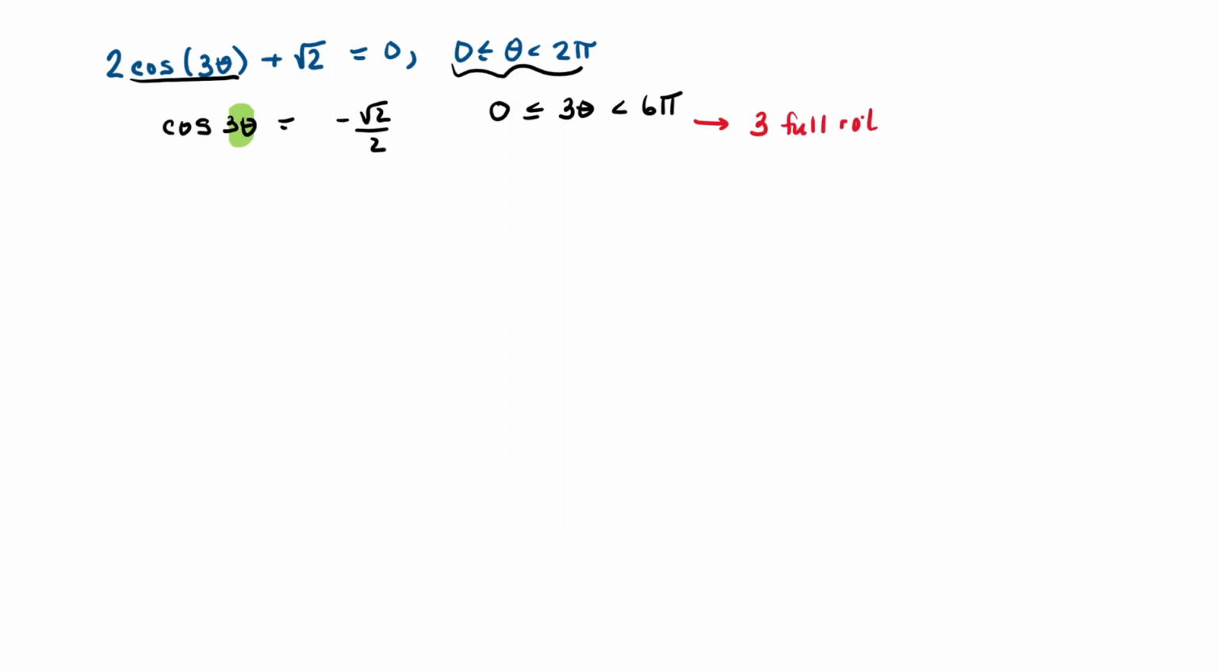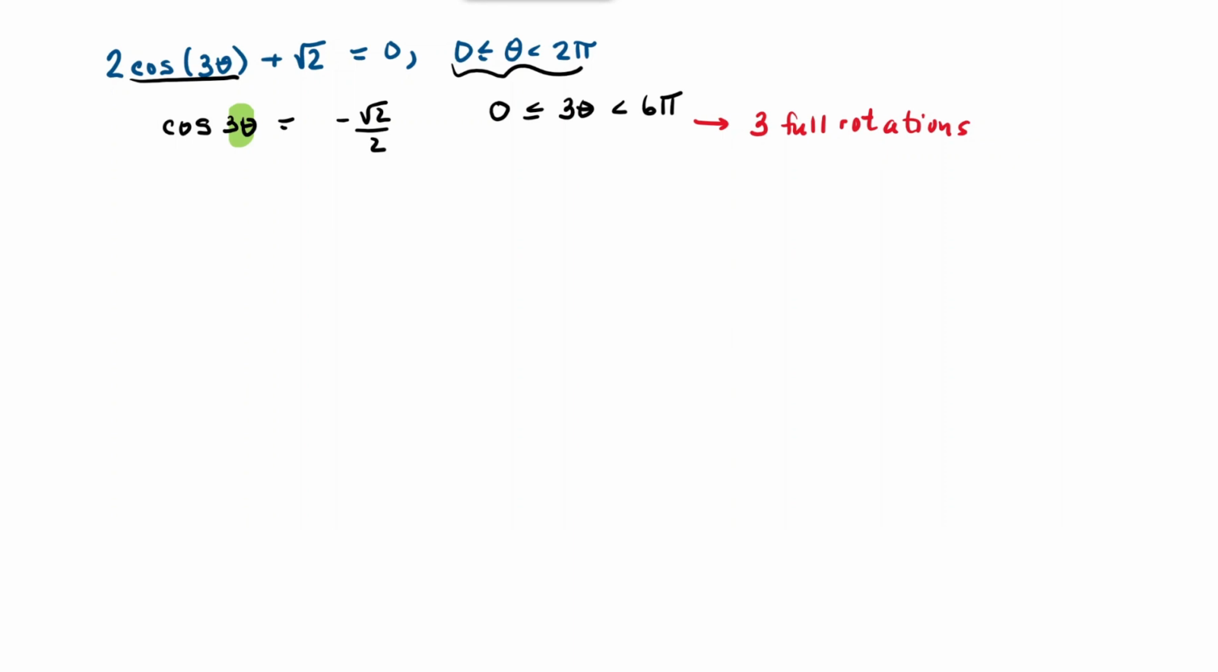So instead of just looking at one full rotation like we normally do, we're going to be looking at 3 full rotations. Now, all we do is we find all the solutions from one full rotation, and then we find angles coterminal to those for the other 2 rotations. So here's what we do.